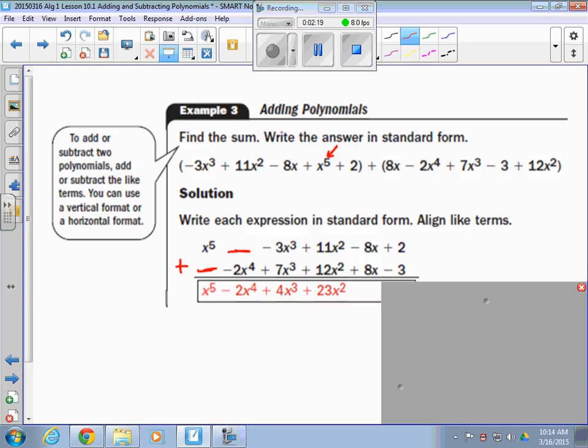Then plus 2 and negative 3. 2 minus 3 is going to be negative 1. So your polynomial, when you put those two together, is x to the fifth minus 2x to the fourth plus 4x to the third plus 23x squared minus 1. And that's written in standard form, counting down from the highest degree to the smallest degree.